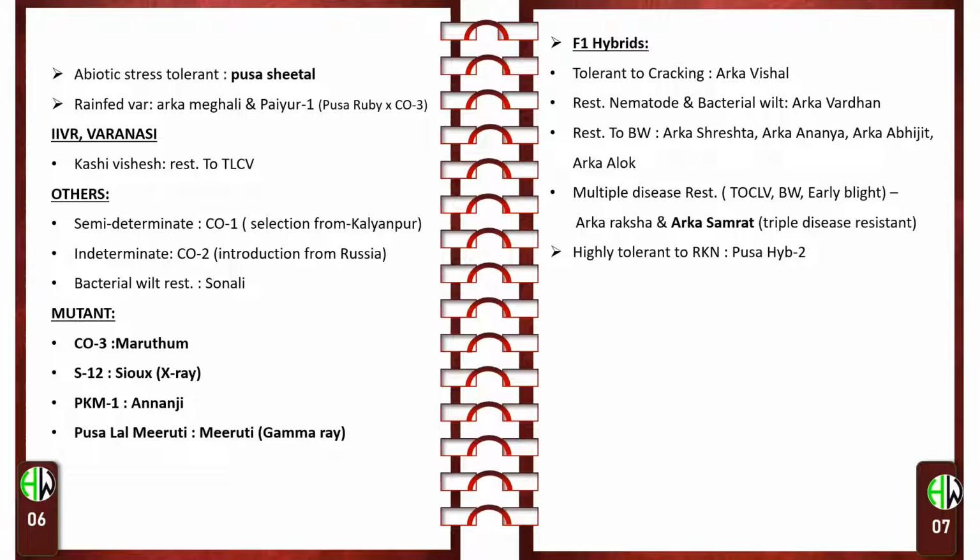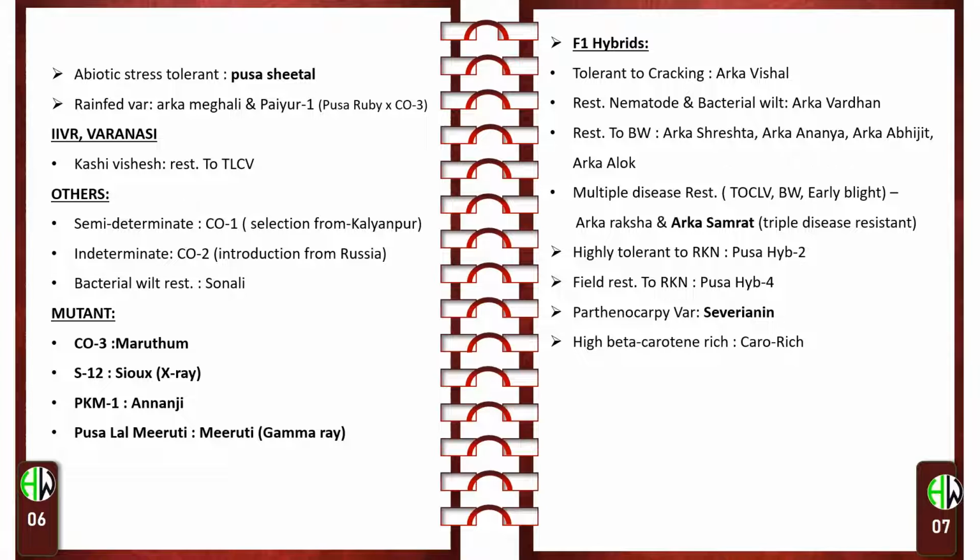Highly tolerant to root knot nematode is Pusa Hybrid 2. Field resistant to root knot nematode is Pusa Hybrid 4. Parthenocarpy variety is Severianin. High beta carotene rich variety, Carotenoid-rich. Root knot nematode resistant varieties are Hisar Lalit, Nematex, Anu and Pusa 120.